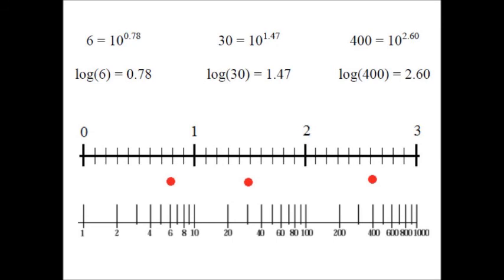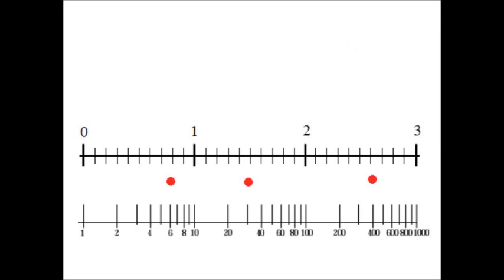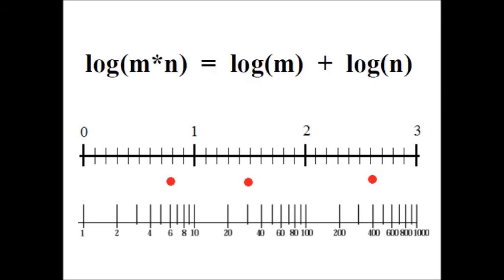On the top scale, notice that the difference between 0 to 1 is the same as the distance between 2 to 3. On the bottom scale, the distance from 1 to 10 is the same as the distance from 100 to 1,000. Also, the log scale, notice, does not start at 0, it starts at 1. That's why 0 decibels does not mean 0 sound energy. Our next step is to use this fact to turn multiplication into addition with logarithms.